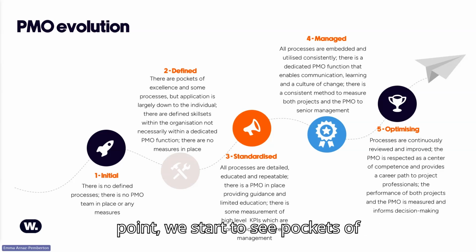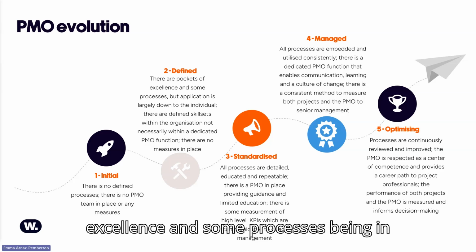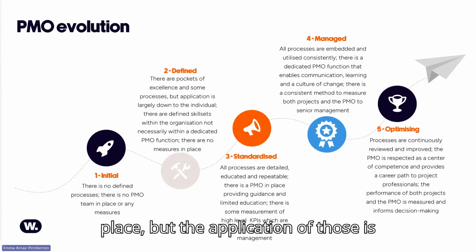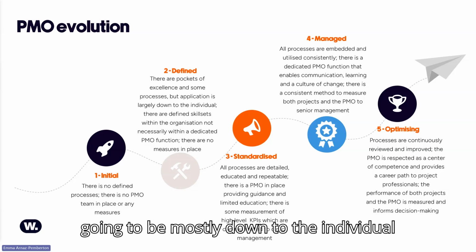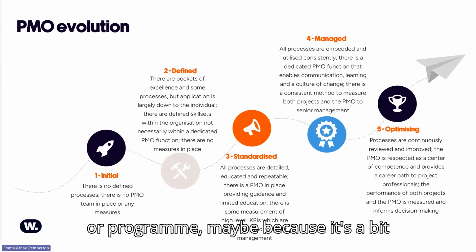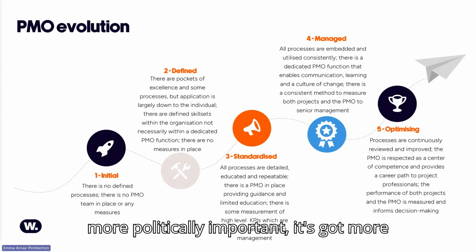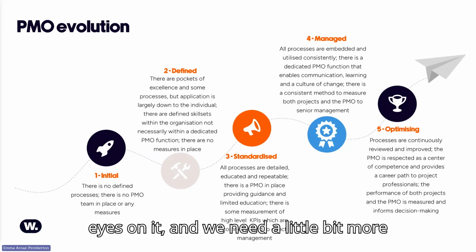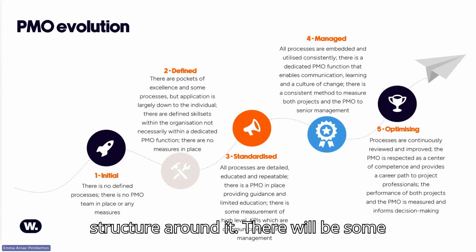At level 2, we call that defined. At this point, we start to see pockets of excellence and some processes being in place, but the application of those is going to be mostly down to the individual or the team or tied to a specific project or program, maybe because it's a bit more politically important, it's got more eyes on it, and we need a little bit more structure around it.